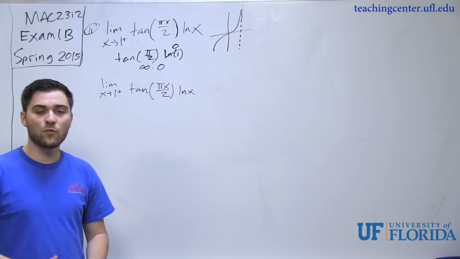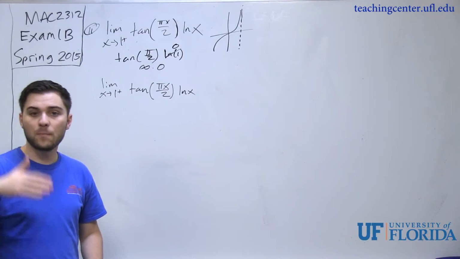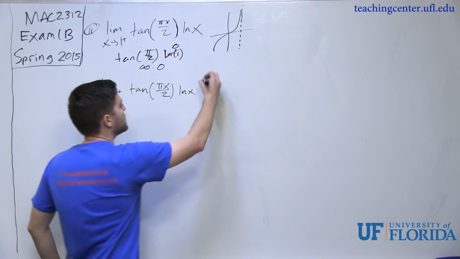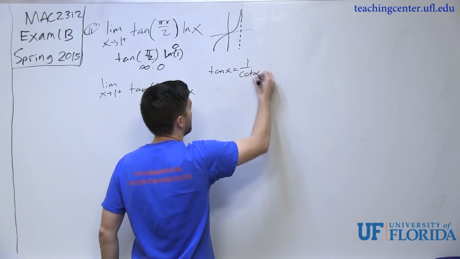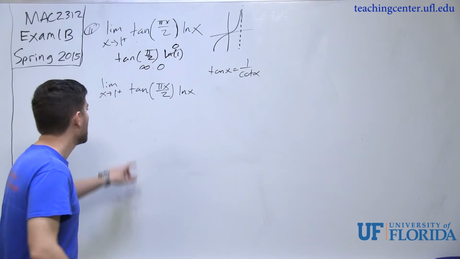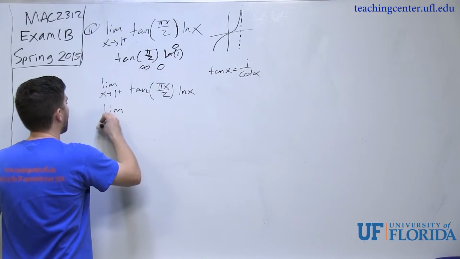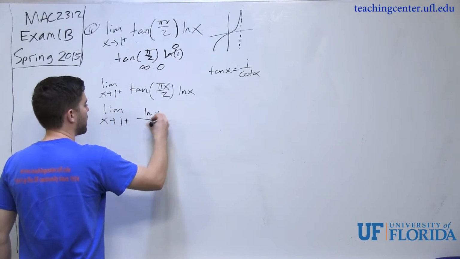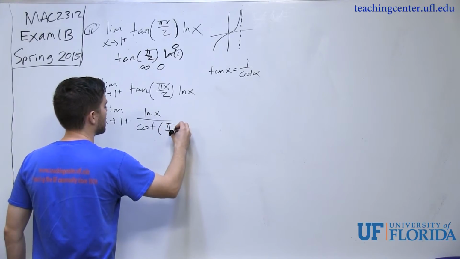And tangent has forms that you can use to bring it down and bring it above by changing its overall form. So remember, tangent of x is equal to 1 over cotangent of x. And vice versa. Cotangent of x is equal to 1 over tangent. So I can rewrite this as 1 over cotangent of x. So if I go through and write that out, I end up with ln of x over cotangent of pi over 2 x.